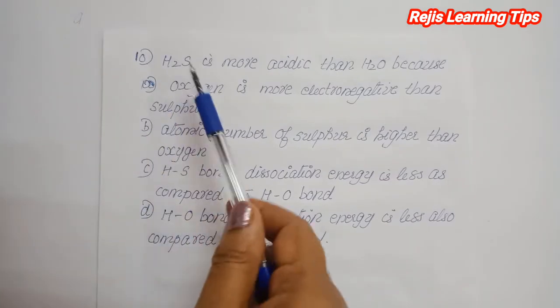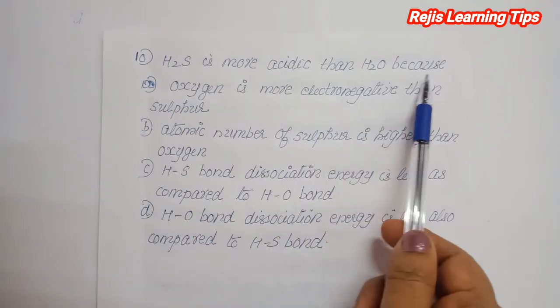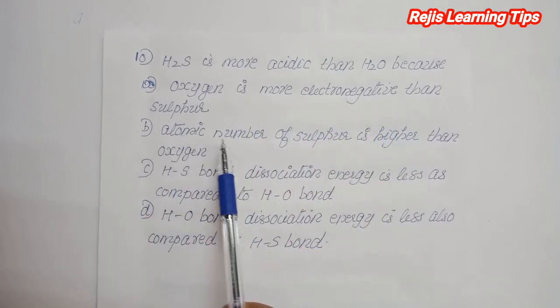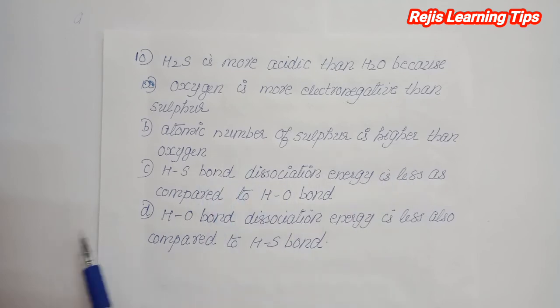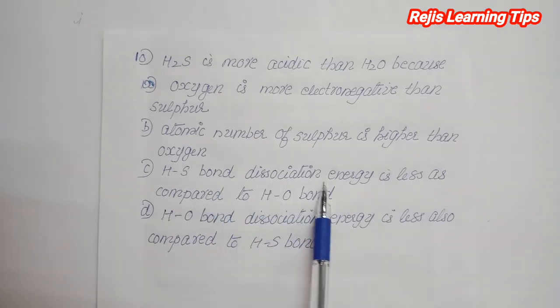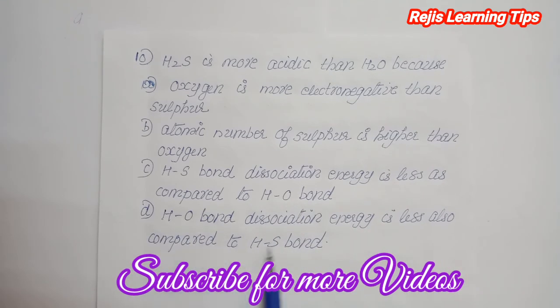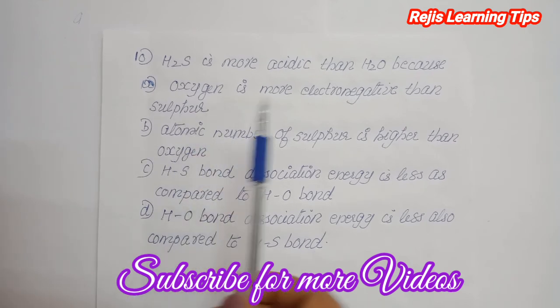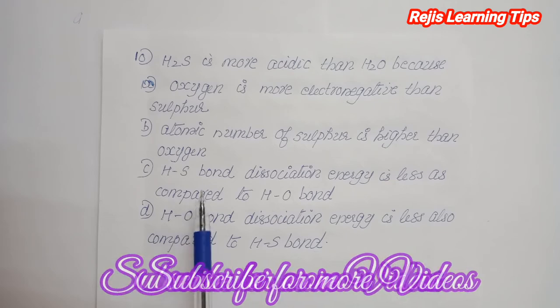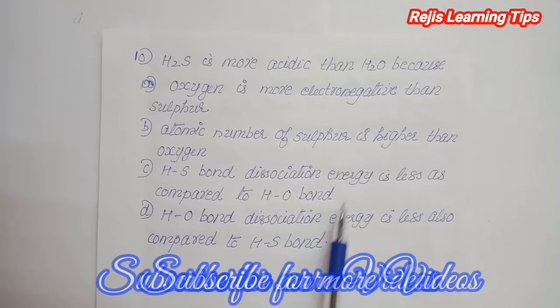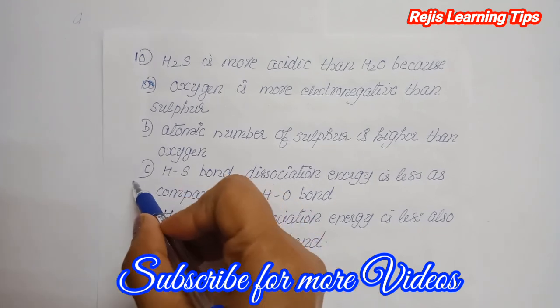Then tenth question, H2S is more acidic than H2O because A. Oxygen is more electronegative than sulfur. B. Atomic number of sulfur is higher than oxygen. C. H-S bond dissociation energy is less as compared to H-O bond. D. H-O bond dissociation energy is less as compared to H-S bond. H2S is more acidic than H2O because H-S bond dissociation energy is less as compared to H-O bond. So our option is C.